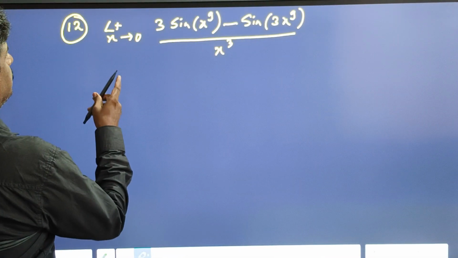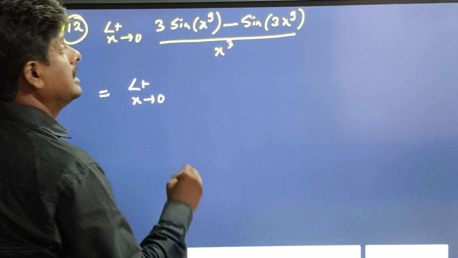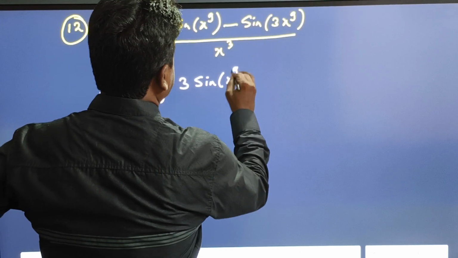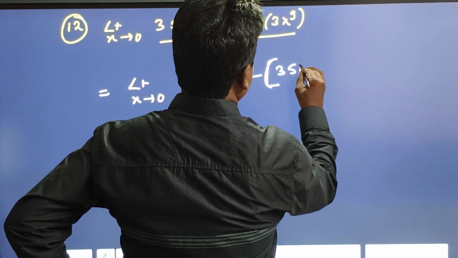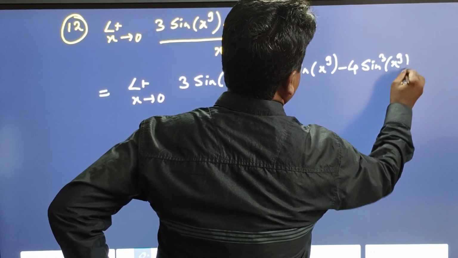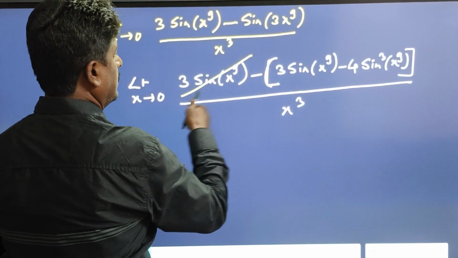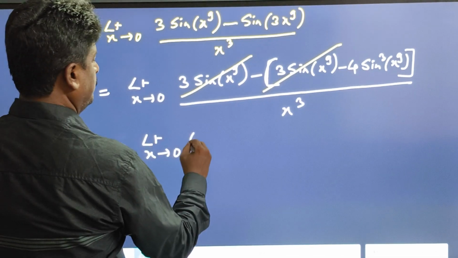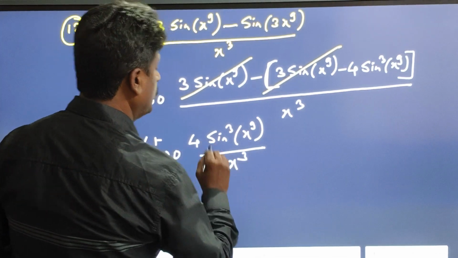Limit x tends to 0 of 3 sin x grades minus sin 3x grades by x cube. It is of the type 3 sin theta minus sin 3 theta, which is 4 sin cube theta. So 3 sin of x grades minus sin 3x grades equals 4 sin cube of x grades. This is equal to limit x tends to 0, 4 sin cube of x grades by x cube.